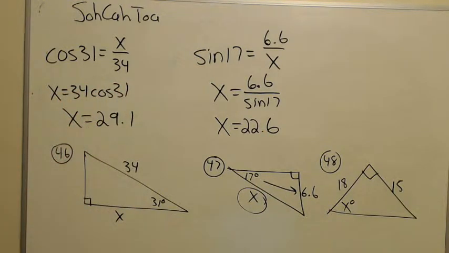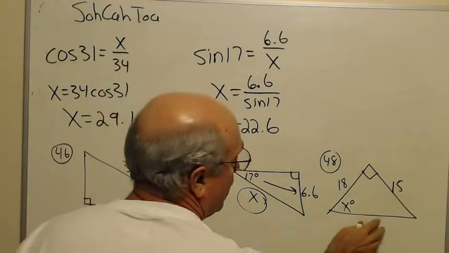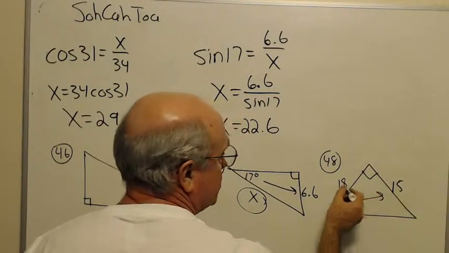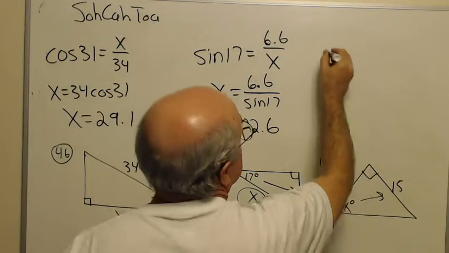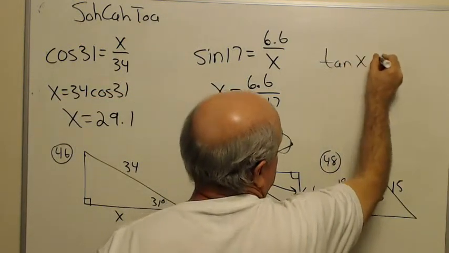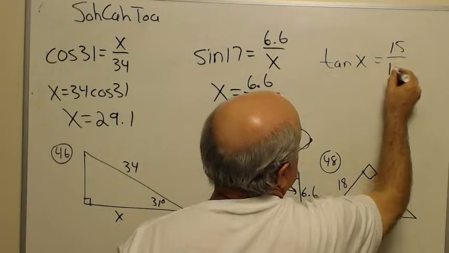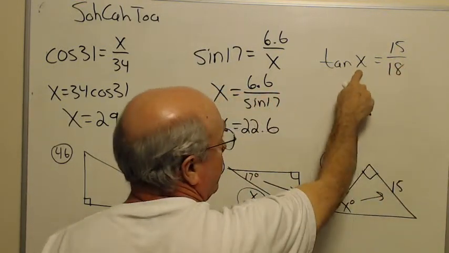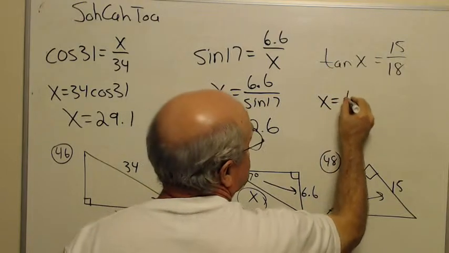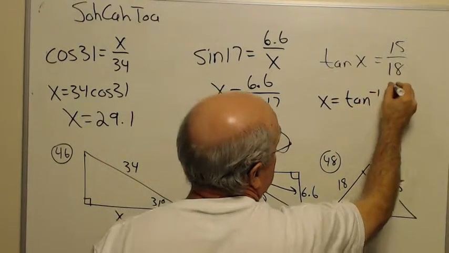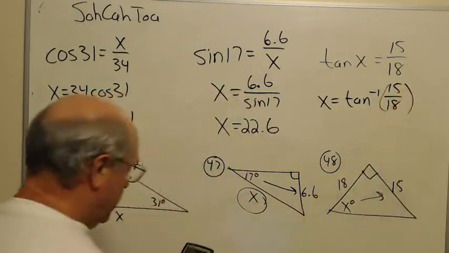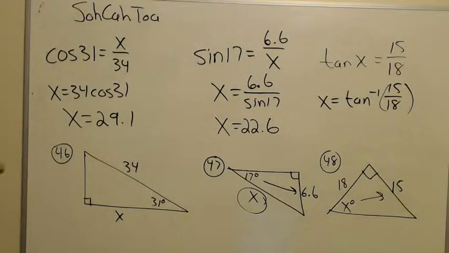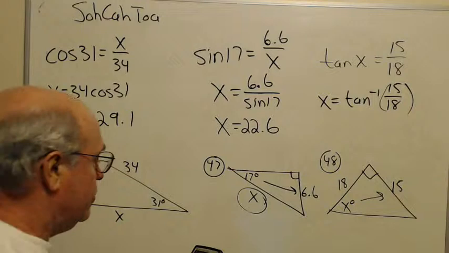And on number 48, we have an angle that we're trying to find. We don't have the hypotenuse, but we've got the opposite and adjacent legs. We'll be using tangent. Tangent is opposite over adjacent. So that's the tangent of x is 15 over 18. When we want to know the angle, we use the inverse function. X is the inverse tangent of 15 over 18. To the calculator, second tan gets me the inverse tangent. 15 divided by 18, in my parentheses, hit enter, and we've got 39.8.